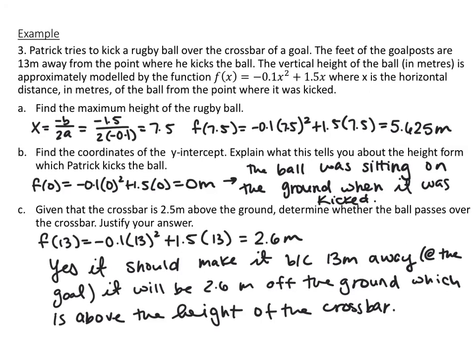So for this one, I used the general form way to find the vertex. I found the x-coordinate of the vertex, or the maximum, because the maximum occurs at the vertex, which is −b over 2a, where b is 1.5 and a is −0.1. So the x-coordinate of the vertex occurs at 7.5, so 7.5 meters away from where he kicks the ball, it will be at its maximum.